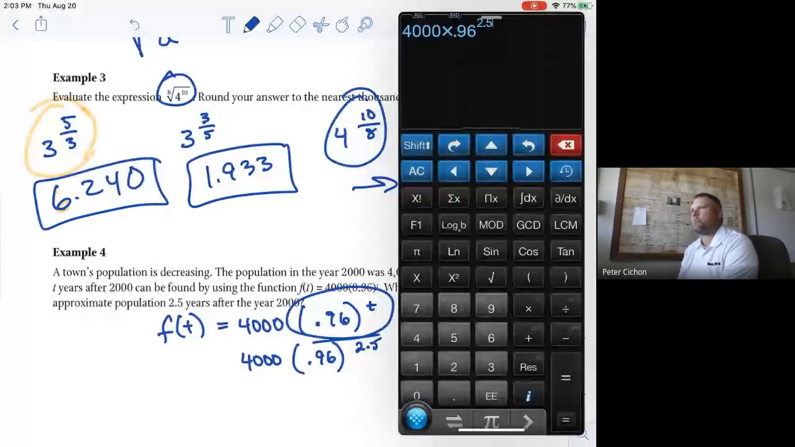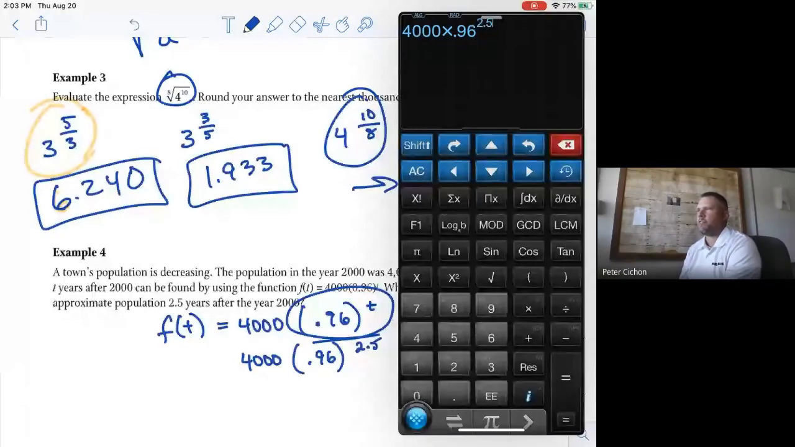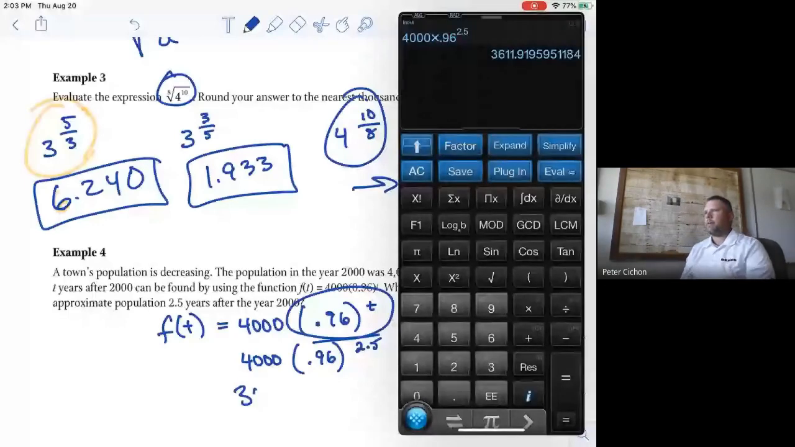The thing to me is what's a good calculator and what's a bad calculator? Do you get to see what you write? If you get to see it, then I like it. Okay. All right, hit enter. All right. 3,611.919.